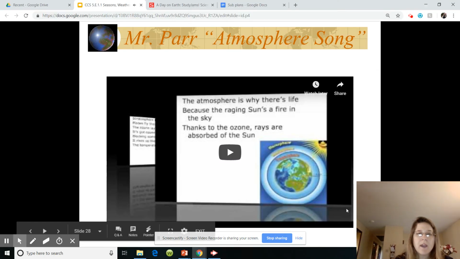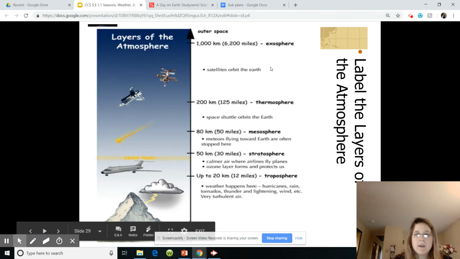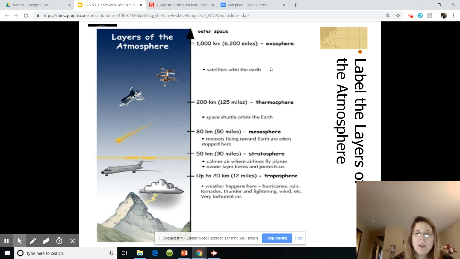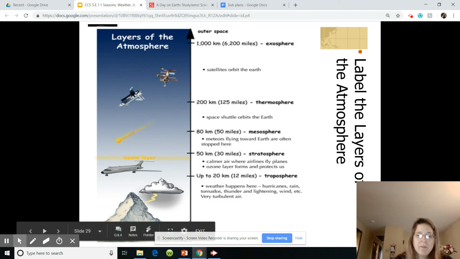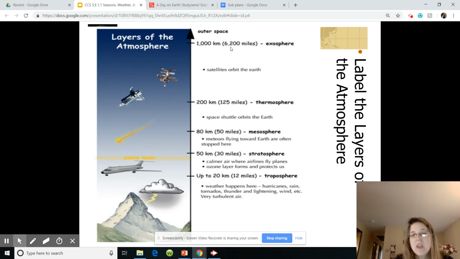Okay, and the next layers of the atmosphere here are the following. You do not need to know this. You just need to know about how many miles. Here's our ozone layer. Here's our planes. Here's our clouds. Just that the higher you go up, it's the more miles. So look up here. Outer space is over 6,200 miles away. So it's a huge difference.